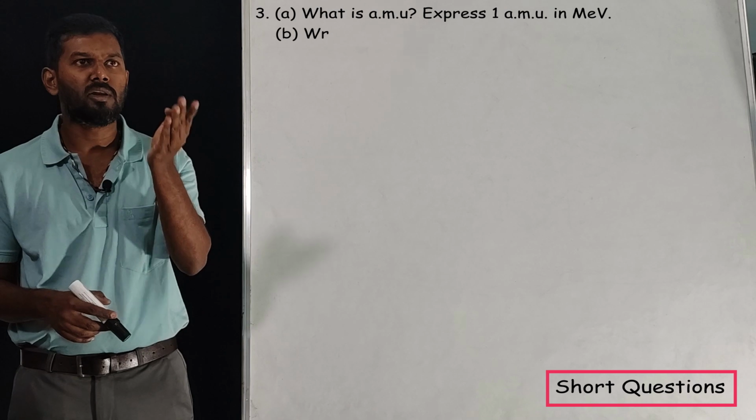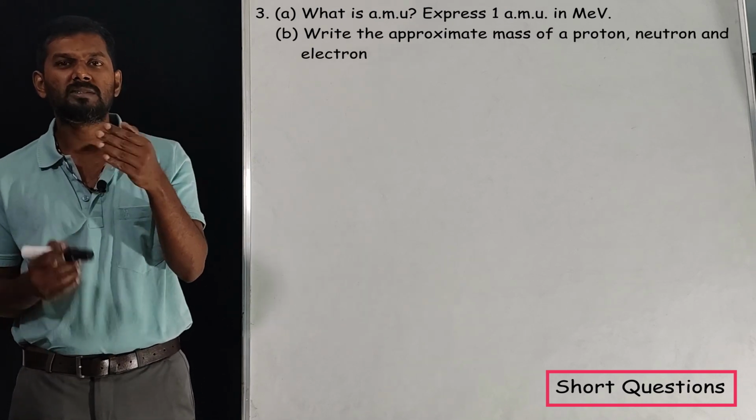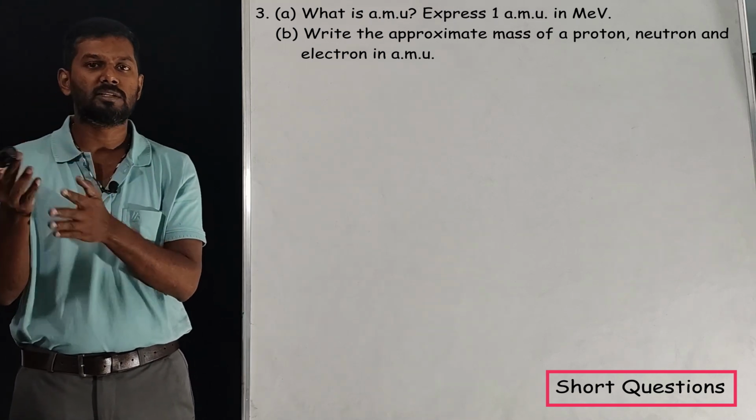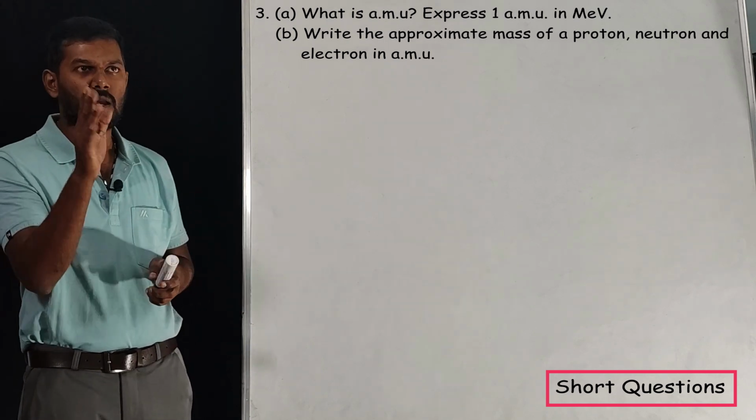Our next question: what is AMU? Express 1 AMU in mega electron volt. MeV means mega, and mega means 10 power 6. Electron volt is nothing but one more unit of energy. Don't worry about it. First we'll learn what AMU is.